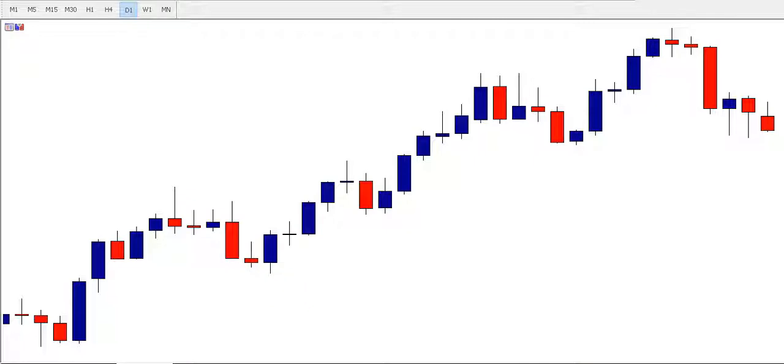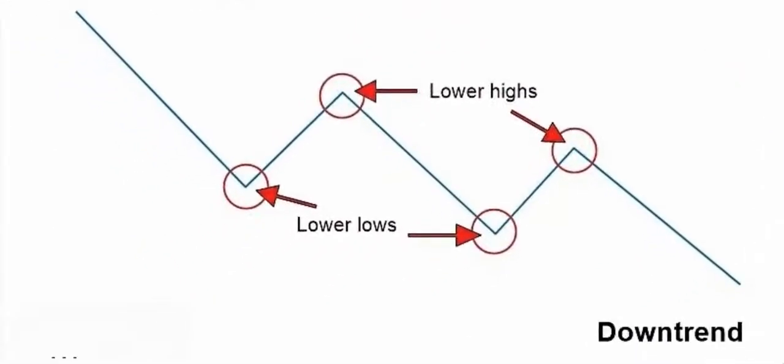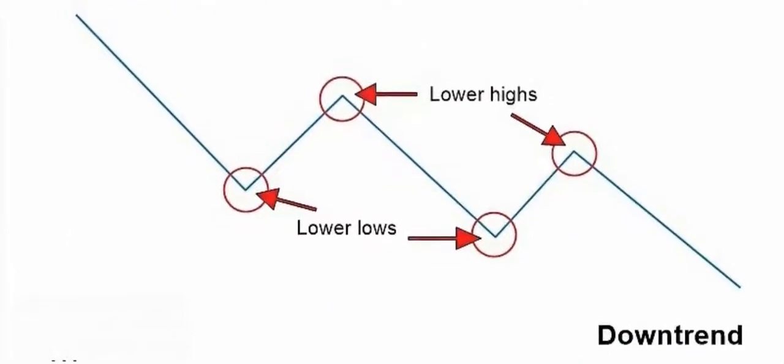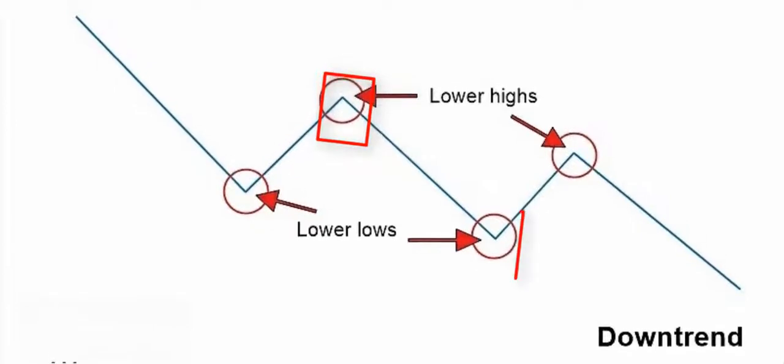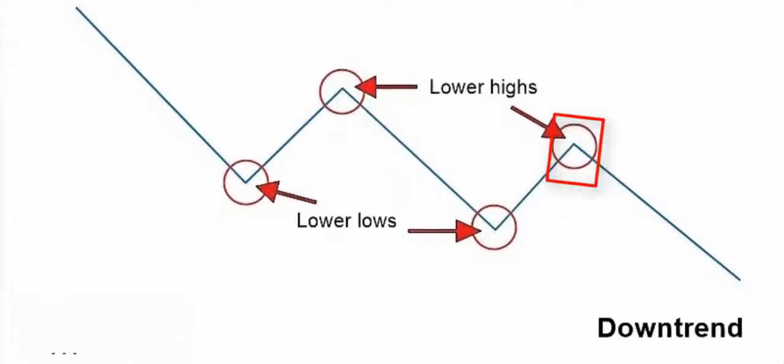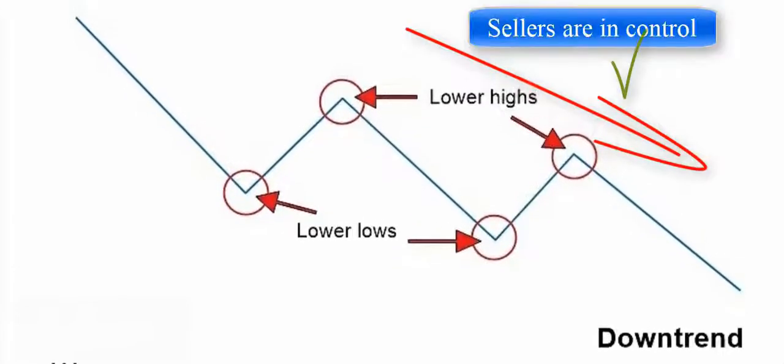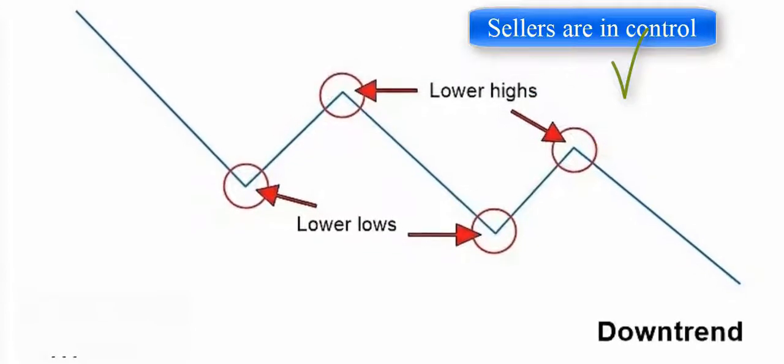Now let's move to the opposite version of an uptrend market, which is the downtrend. So when prices make lower highs and lower lows, this is a clear indication of a downtrend. A downtrend indicates that sellers are in control of the market. Let me show you a real chart example.